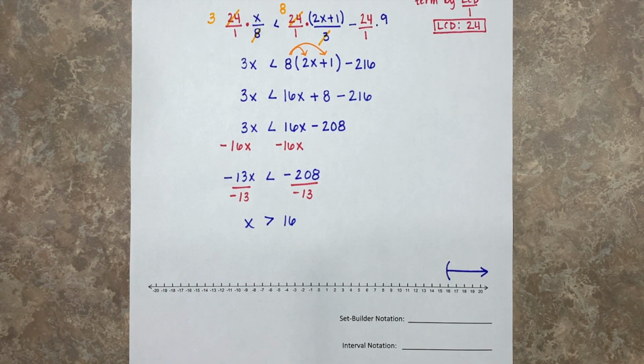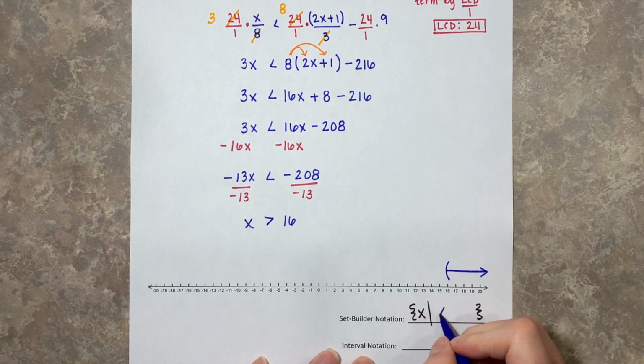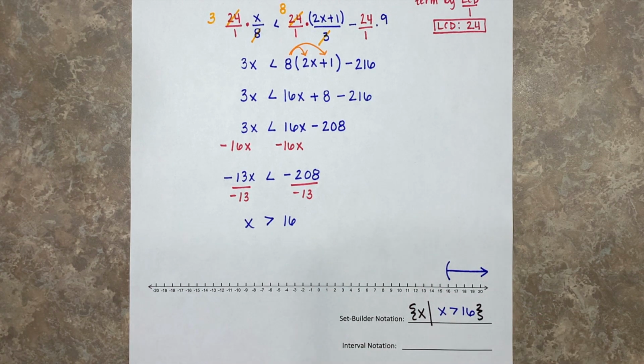For set builder notation, we just have to remember that general outline, which looks like this, and then we insert our inequality into this blank space here. And again, we would read this as the set of all x such that x is greater than 16.